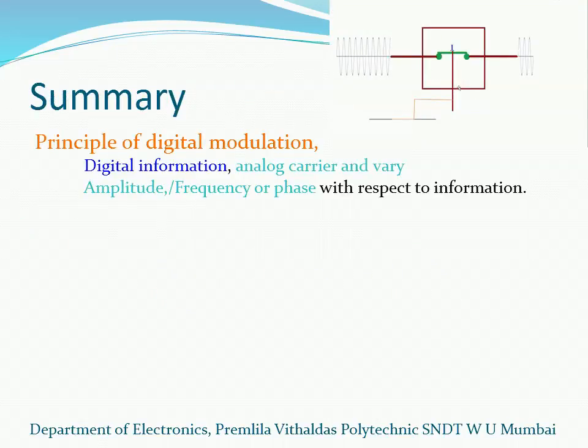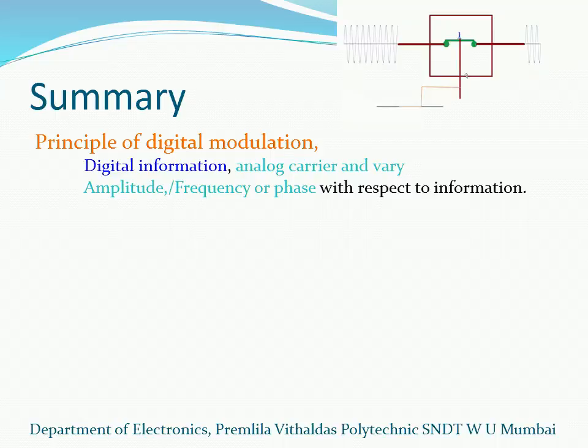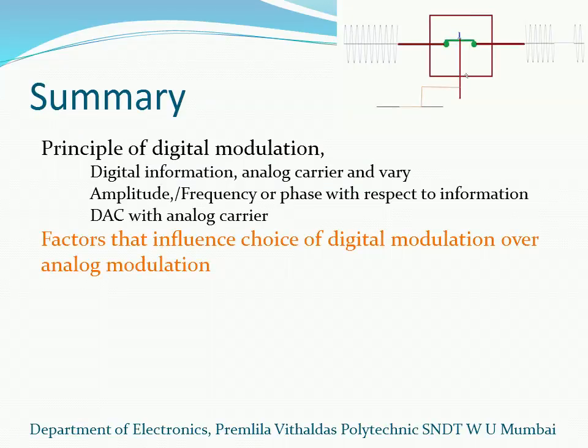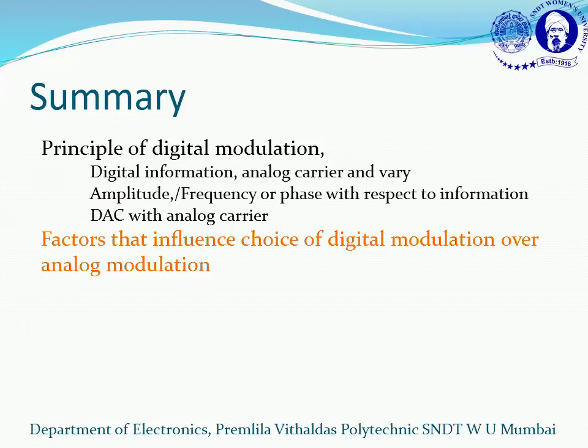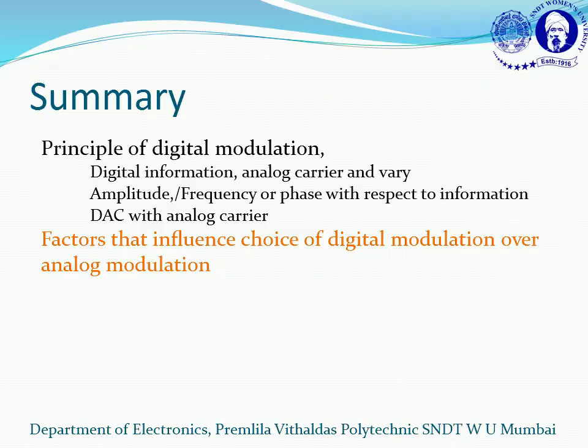Let us summarize. In this module, we have learned the principle of digital modulation. The principle says any one parameter, either amplitude, frequency or phase of a carrier wave, is varied in accordance with digital information. Then we have seen the factors that influence the choice of digital modulation. For selecting any modulation, power efficiency, bandwidth efficiency, and system complexity play an important role. Digital modulation has numerous advantages over analog modulation.